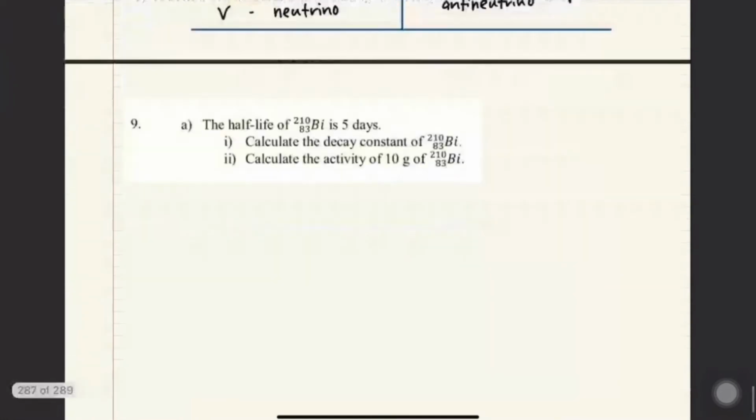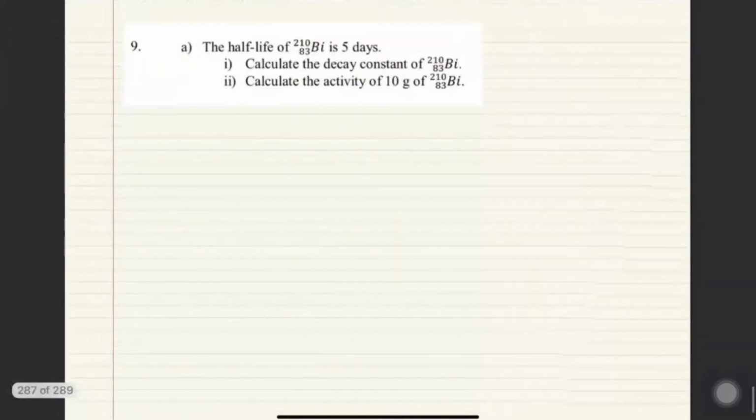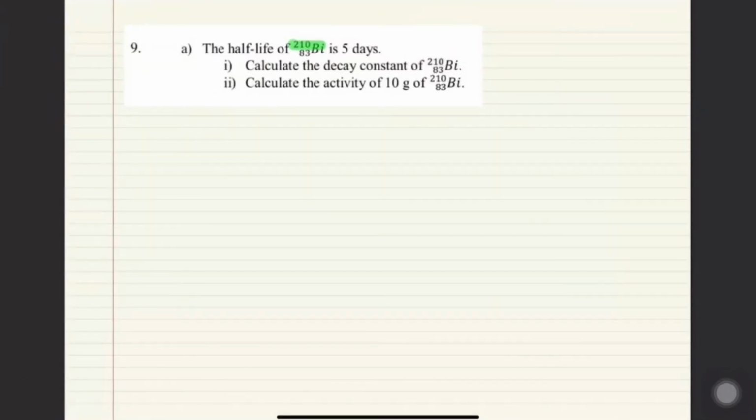And then the next question is question number 9A. They ask you to calculate the half-life of Bi. Dia kasih half-life of Bi is 5 days. So, can straight away write lah. The half dia adalah 5 days. Calculate the decay constant. So, you basically want to apply the half equation sama dengan ln 2 over lambda. Dia nak cari decay constant, so dia nak cari lambda.